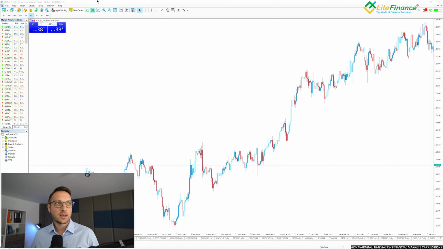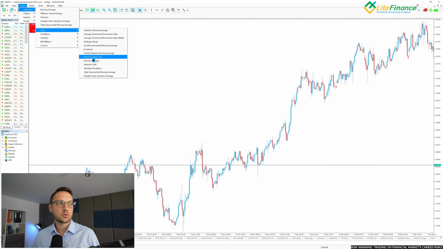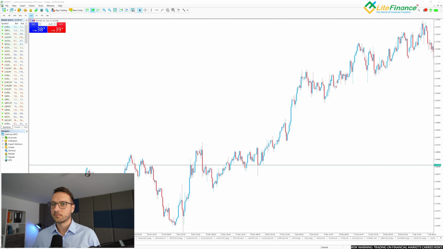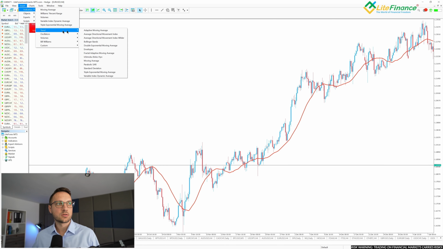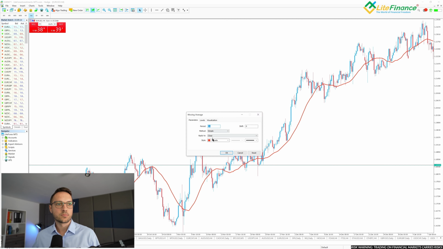So maybe let's go to the chart. Let's go to the MetaTrader platform, and I will add simple moving averages. Let's go to insert, indicators, trend indicators, moving average, and the first moving average will be the slowest one, which is the 30-period moving average. And the second moving average will be 10-period. Let's make it blue.